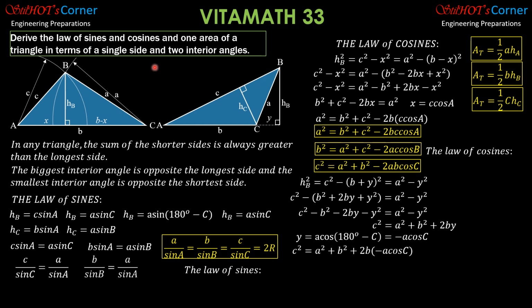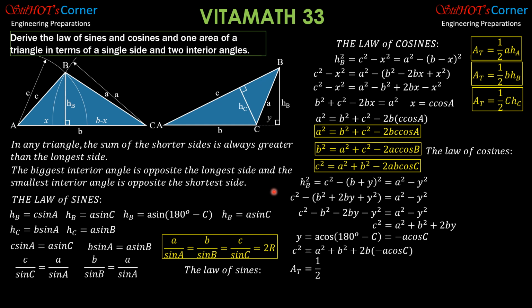Then, since we are required to derive the area of a triangle in terms of one side and two angles, actually if the two angles are known, then automatically the third angle will also be known because the sum of the interior angles of a triangle is 180 degrees. So the third angle should be 180 minus the sum of the two given angles.